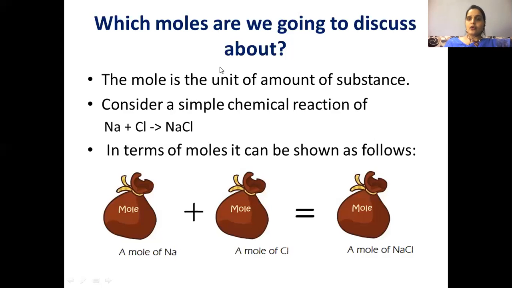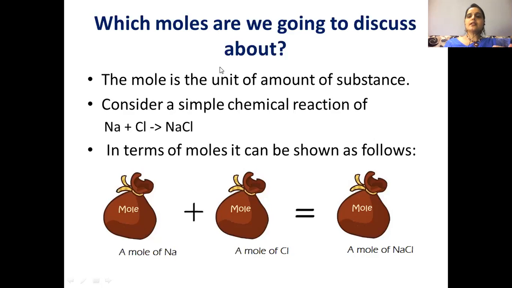Okay. So what are we going to discuss now? Which moles are we going to discuss? What is the mole for us now? Now we are going to study mole from the chemistry point of view. The definition says that it's a unit. Mole is the unit of amount of substance. So what exactly does it mean?